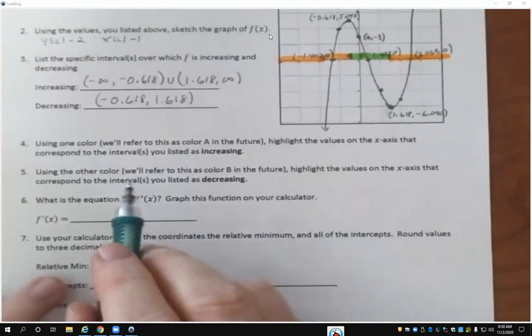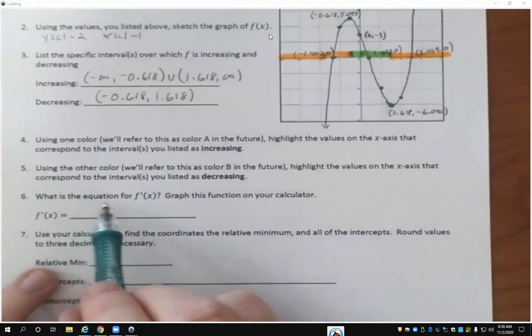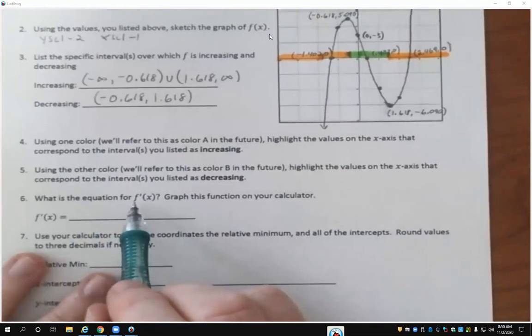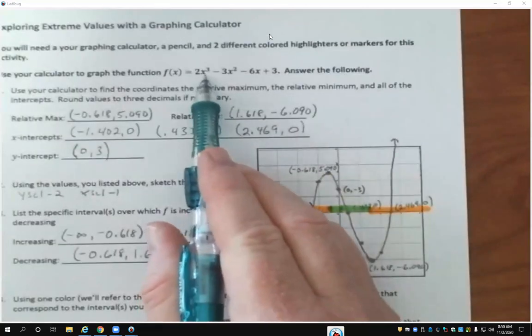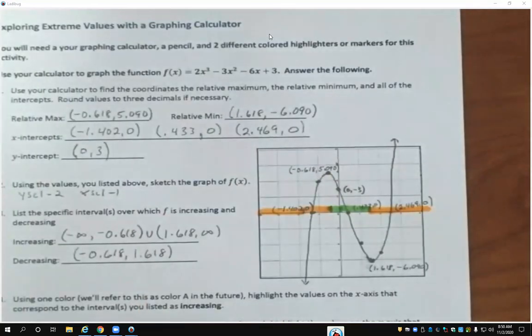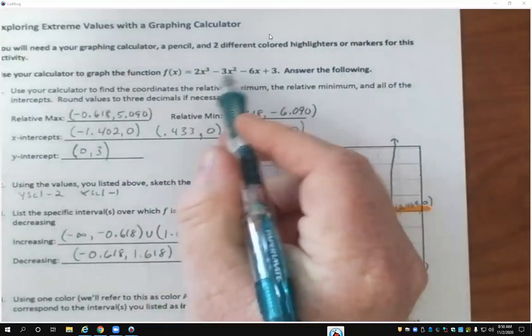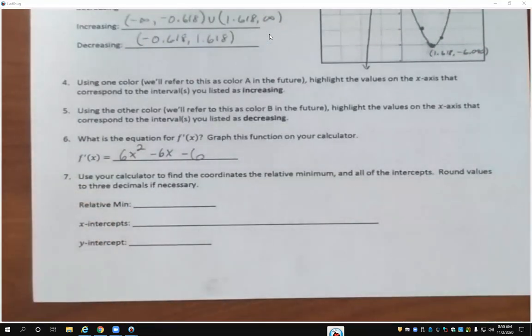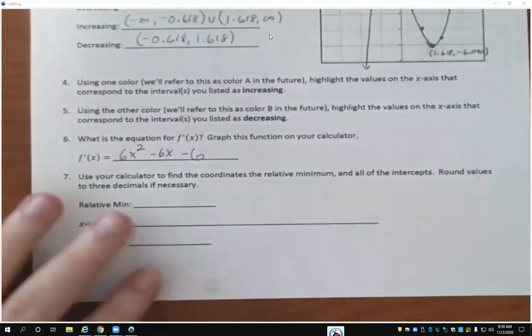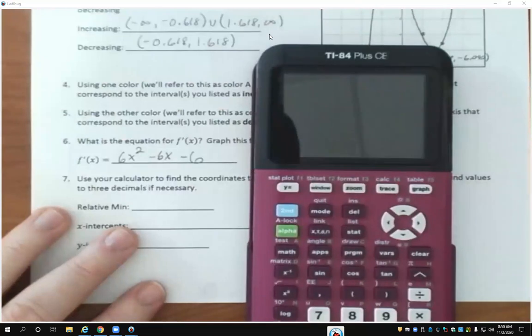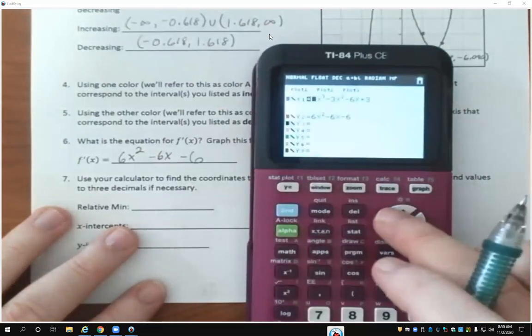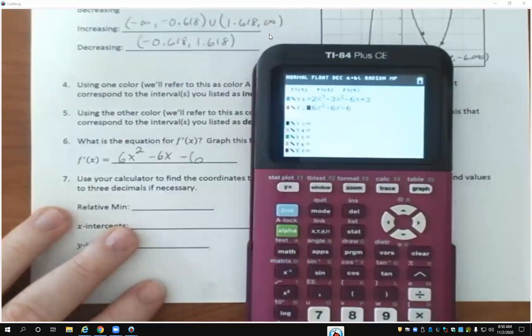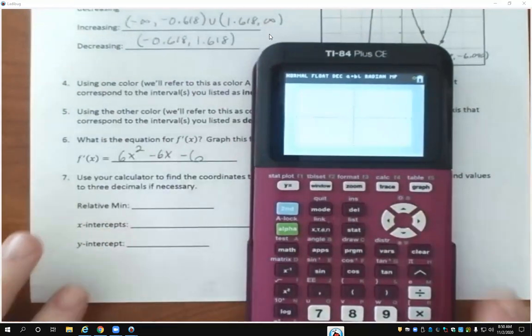Number 6 is asking us for the equation of the derivative of f. So the derivative of f is going to be 6x squared minus 6x minus 6. That's a good looking function. I'm going to go ahead and show you the graph of that next. I'm going to turn this one off and show you the graph of that. It's quadratic.